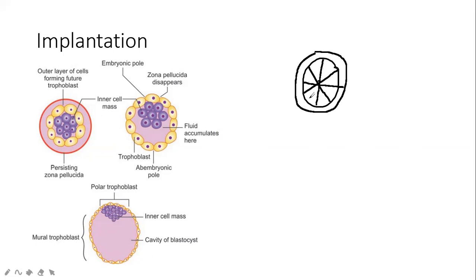And that division is only an increase in number, but no increase in size. Why? Because the zona pellucida is thick and resistant, so these cells can't expand, so they only increase in what? In number. So that's when they appear like a morula, actually like a mulberry. And these cells together are what we call the blastomeres.